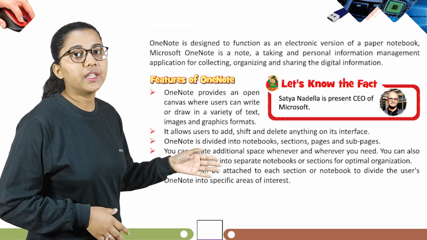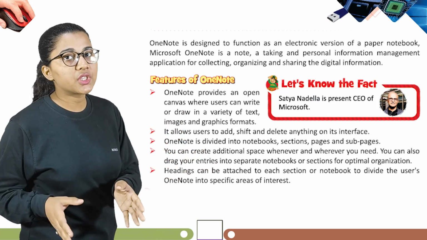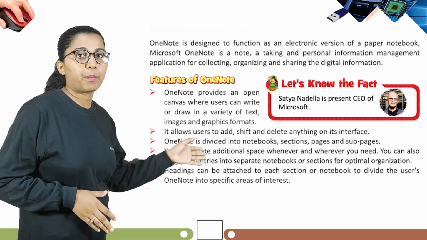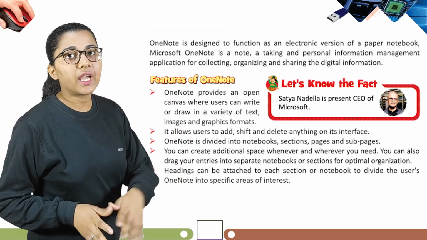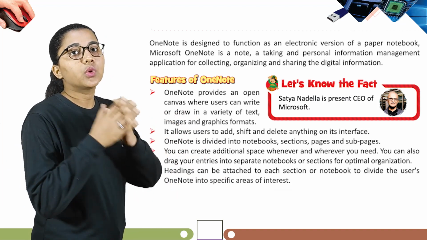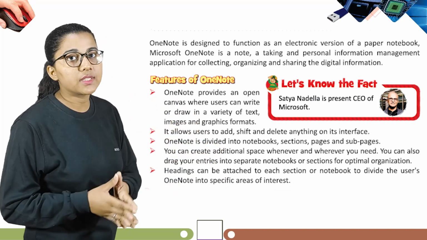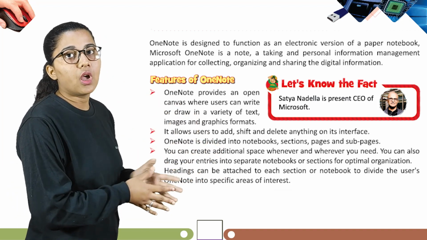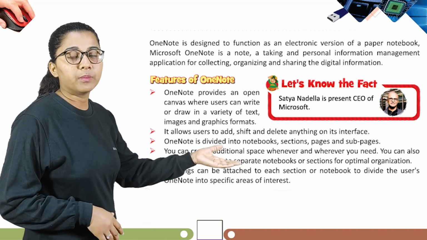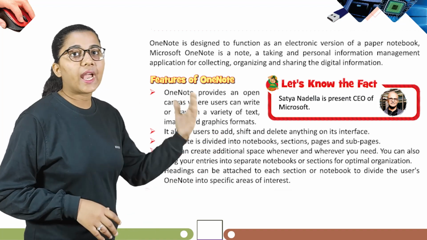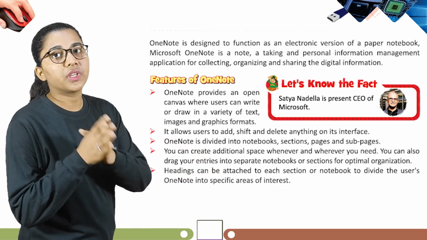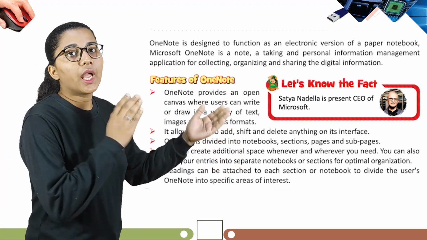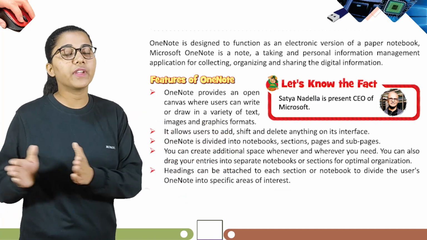OneNote is divided into notebook, section, pages, and subpages. You can create additional space whenever and wherever you need. You can also drag your entries into a separate notebook or section for optimal organization. Then headings can be attached to each other or notebook to divide the user's OneNote into specific areas of interest.